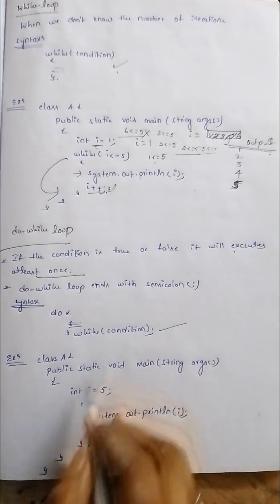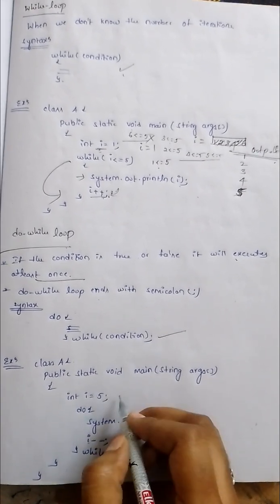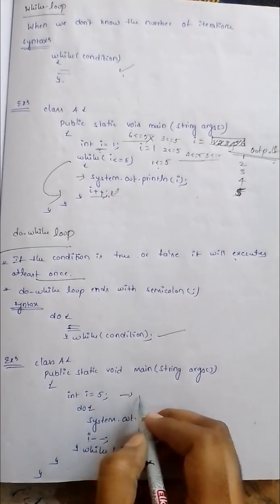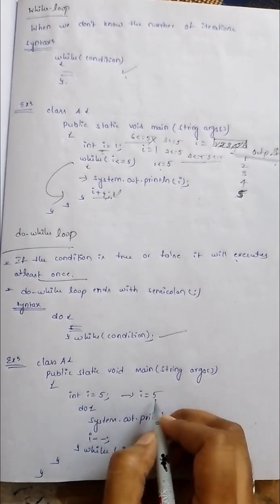This is the syntax of do while loop. Now we can see one example for do while loop. First, we declare a variable i. i is a variable, and we initialize its value with 5. Here, i value is 5.